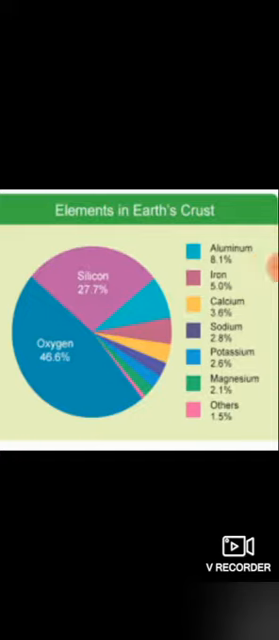Lithosphere means the earth's crust. So this is a pie chart. You can go through this and check that. Here I will tell you that oxygen is the most abundant non-metal, silicon is the most abundant metalloid, and aluminium is the most abundant metal in the earth's crust. This was all about the occurrence.